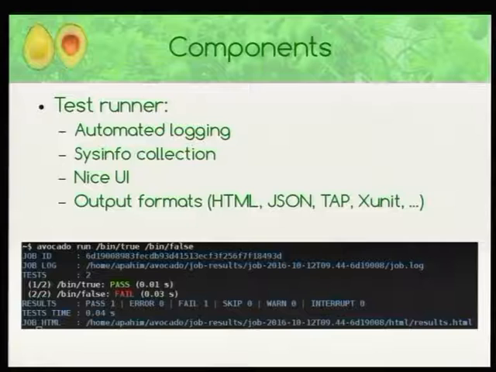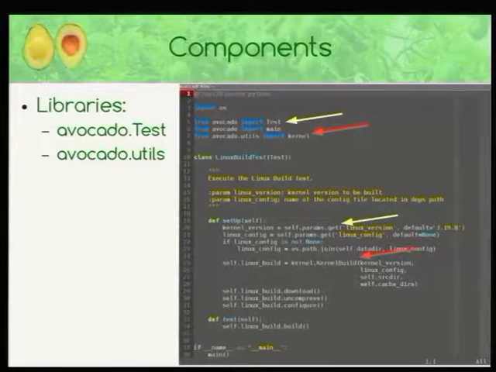One of the components of this testing framework is the test runner itself. With the test runner, we'll have automated logging, sysinfo collection, nice user interface, output format. So with this test runner, you can have a lot of features without having to use the Avocado API itself. So the test runner is powerful by itself without needing to use the API. We have the APIs, we have the libraries.